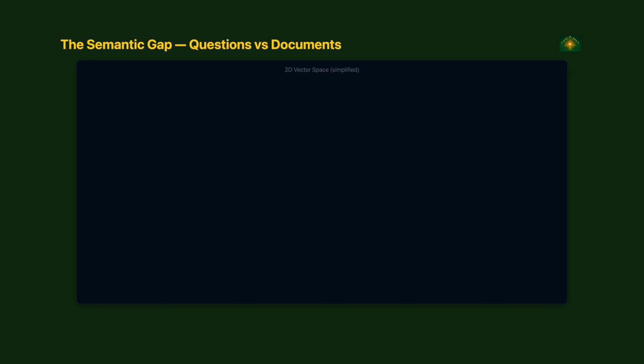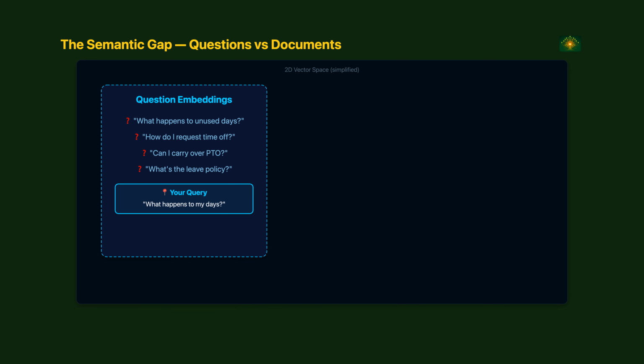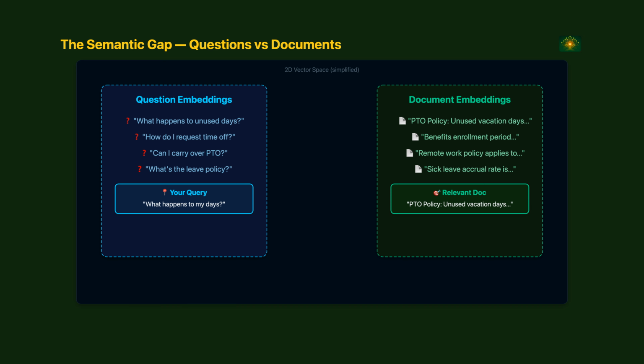Second failure mode, the semantic gap. Questions and documents are written in fundamentally different styles. How do I get money back for a work trip is a question. Submit receipts via the finance portal within 30 days is an answer. Even though they're about the same topic, they sit in different neighborhoods of embedding space. The embedding model gets close, but closer isn't always close enough.